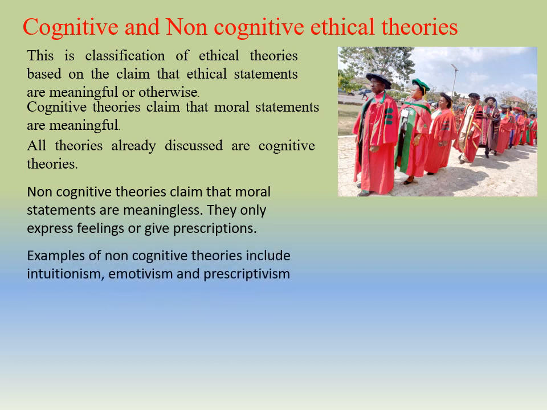Examples of non-cognitive theories are intuitionism, which claims that you can intuit what is morally good or bad. By mere intuition, you can know something that is morally good or something that is morally bad. Emotivism, which claims that our moral statements are simply expression of emotions. For instance, if you say that killing is bad, emotivism takes it that you feel bad when someone is killed. If you say that paying your debt is good, emotivism takes it that you feel good when debt is paid.